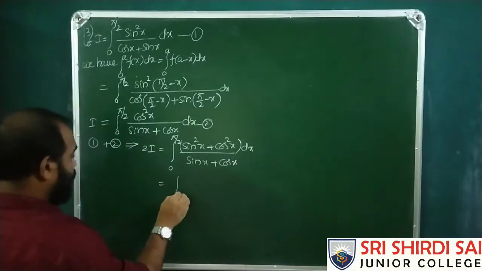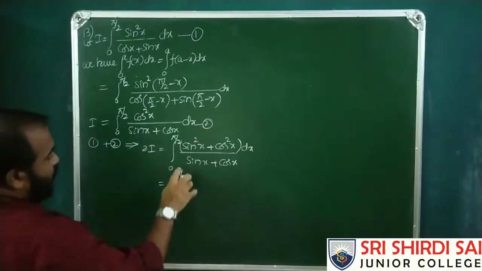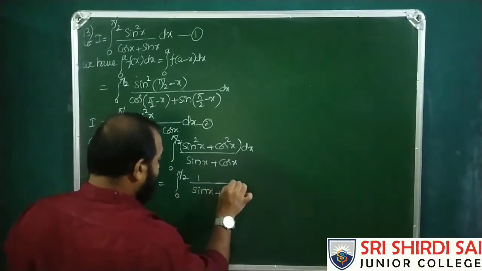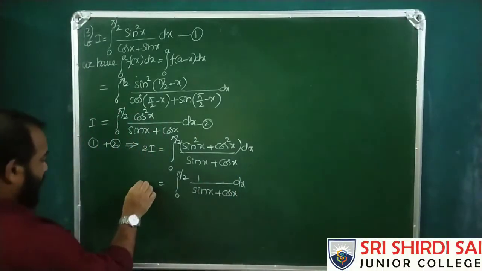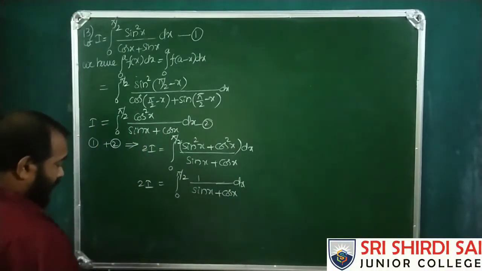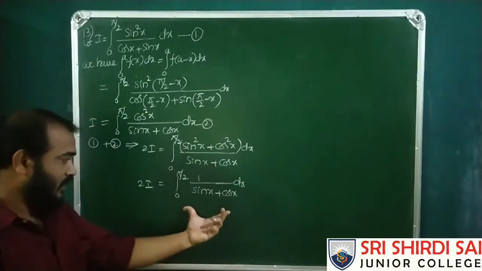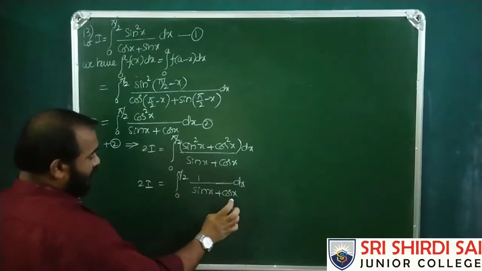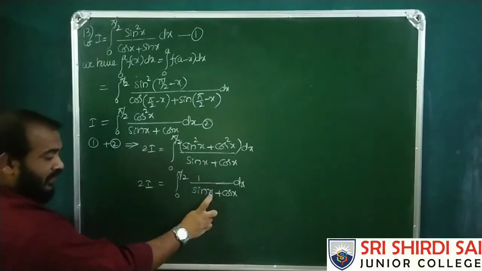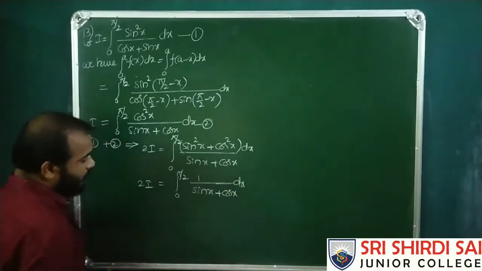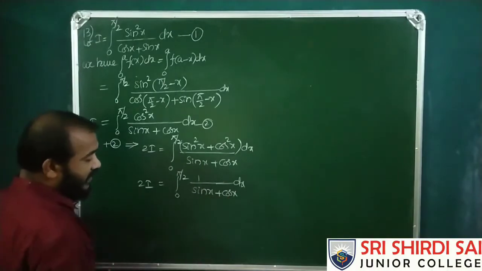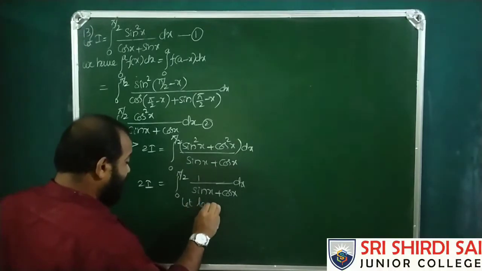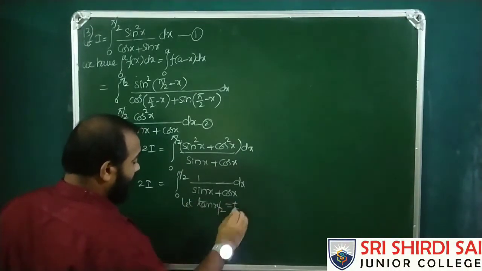So this is equal to integral 0 to pi by 2 of sin square x plus cos square x, which is 1, by sin x plus cos x dx. So this is equal to 2I. This we know how to deal with from the indefinite integrals concept: integral 1 by a sin x plus b cos x plus c. If it is x, take tan x by 2 equals t. If it is sin 2x, cos 2x, then tan x equals t. So we will let tan x by 2 equal t.